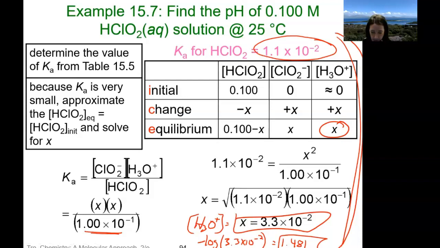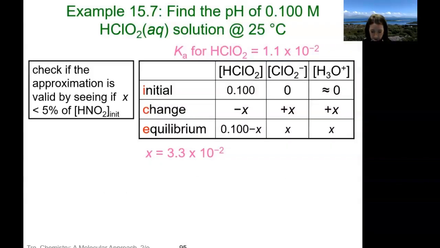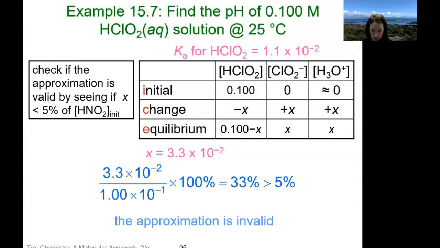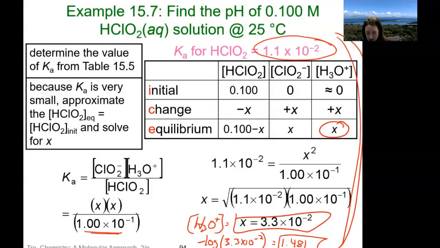Okay, so I'm going to walk you through all this math again. Oh yeah, that's right. So this is our pH we decided, right? 1.481. But what did I forget? X is small. We forgot to check if X is small, right?